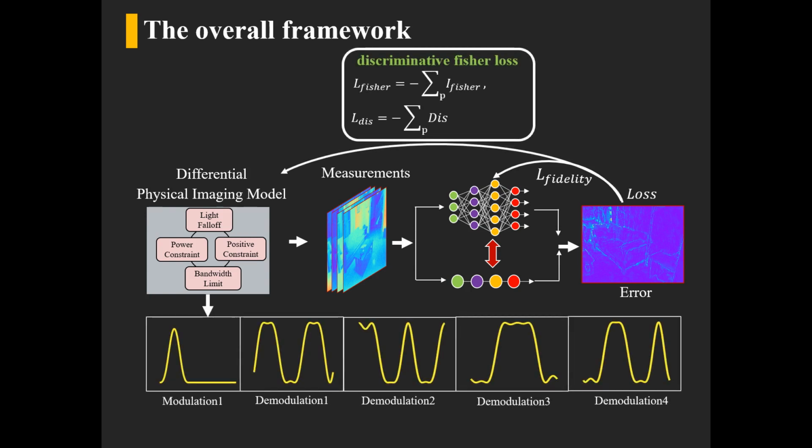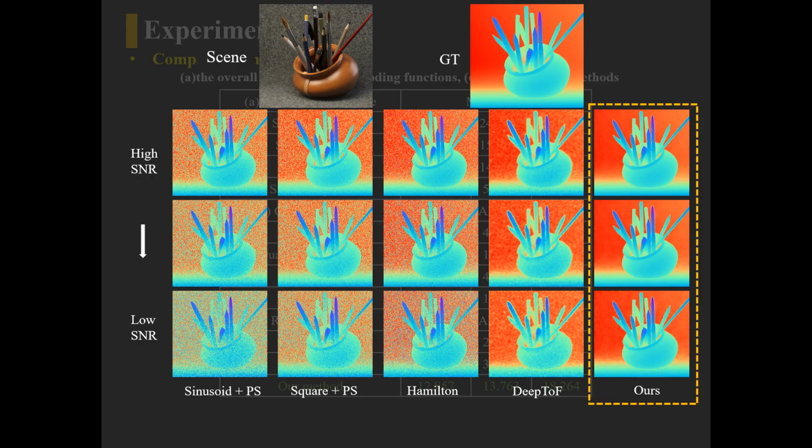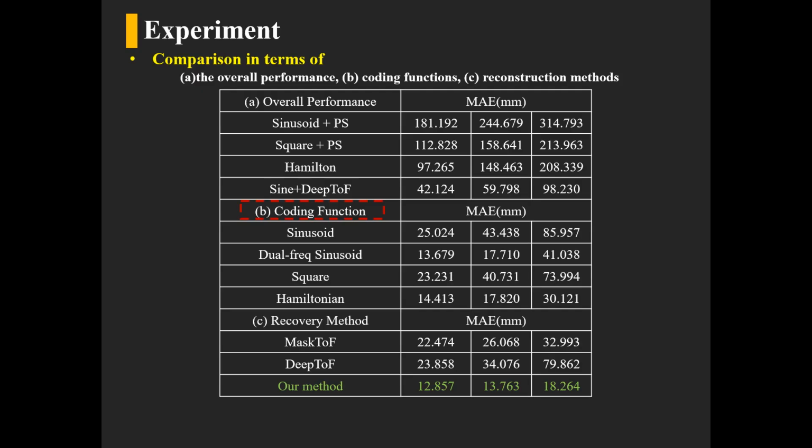To demonstrate the overall performance superiority, we compare our method with the existing I2F imaging methods, and our method is able to reconstruct depth with the lowest MAE across different noise levels. Three different noisy scenarios are shown in the figure and our method performs the best. To further demonstrate the superiority of the learned coding functions, we compare ours with the other coding functions. As the noise level increases, the improvement of the learned coding functions is large.